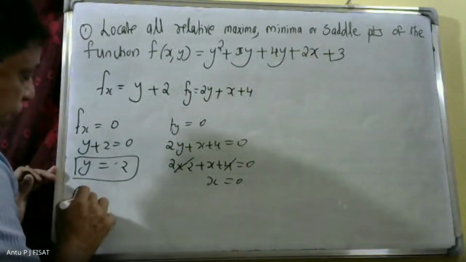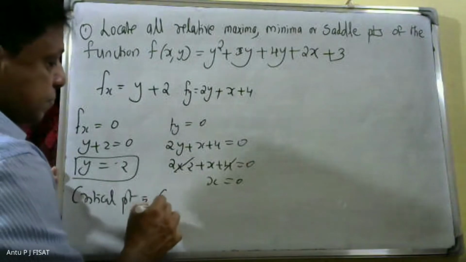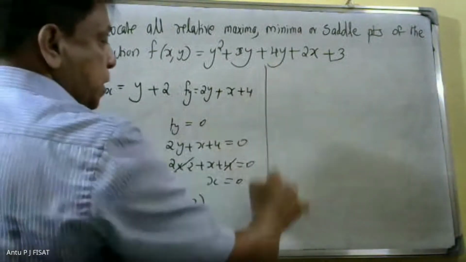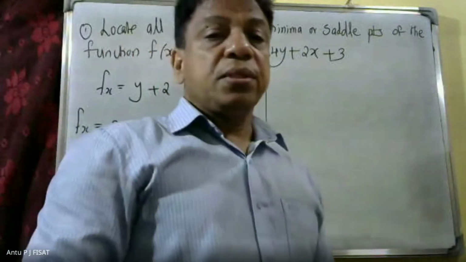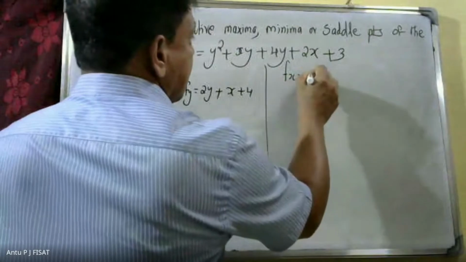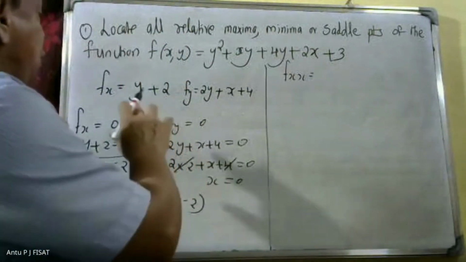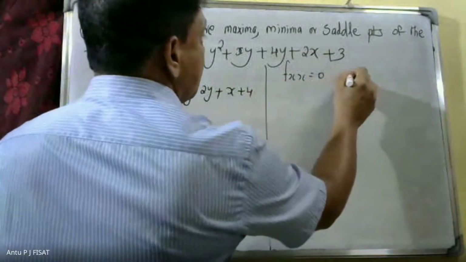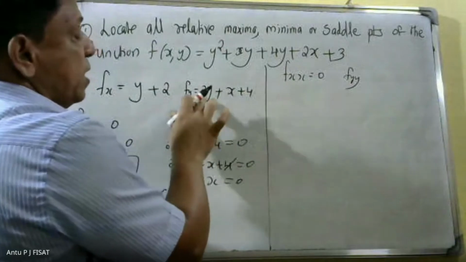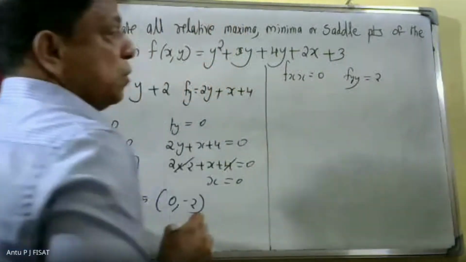Therefore the critical point is (0, -2). Critical point is (0, -2). Then we calculate fxx. Partially differentiate fx again with respect to x. Then fxx is equal to 0. fyy: partially differentiating 2y, that is equal to 2.